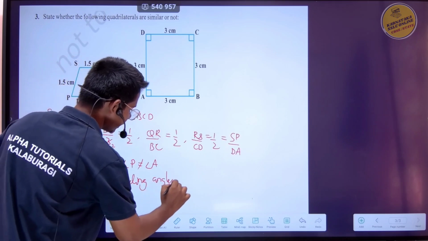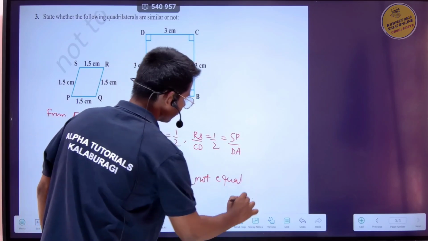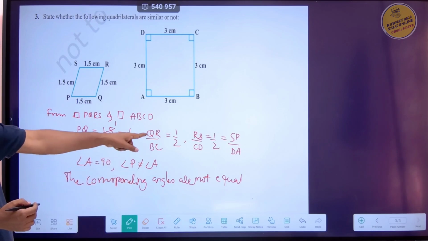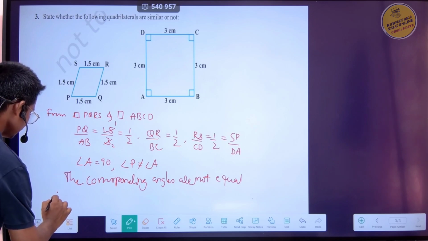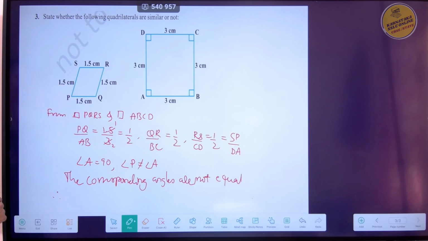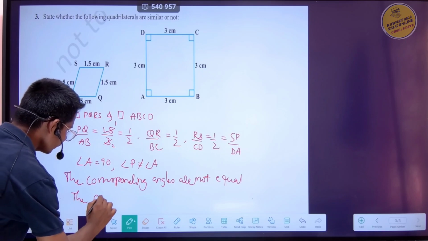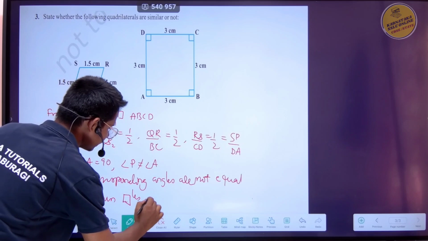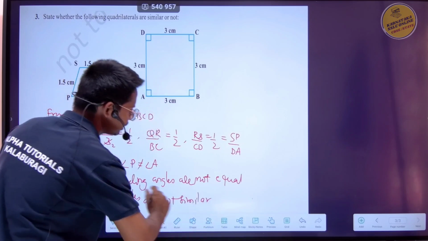So what I can say is the corresponding angles are not equal. Of the two conditions, the first is satisfied but the second is not satisfied. If any one condition is not satisfied, I can say the two given figures, the quadrilaterals, are not similar. Therefore the given quadrilaterals are not similar. You can write it with a proper sentence.